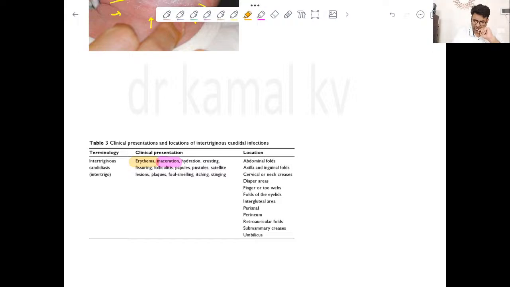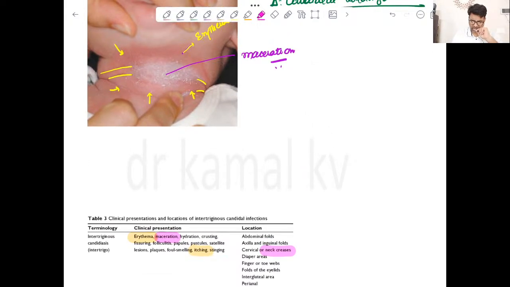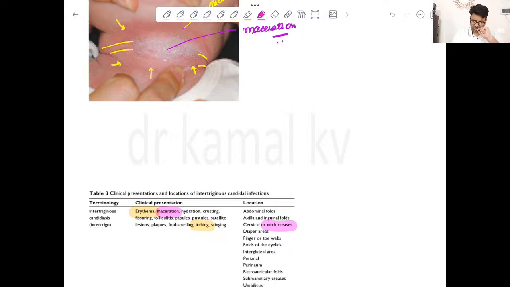So this is a classical itching, always a component of fungal infections. So this is candidial intertrigo, right? So very important. And the classical location include any body folds, and here in the given case it was neck creases. So this is candidial intertrigo. Okay, chalo.